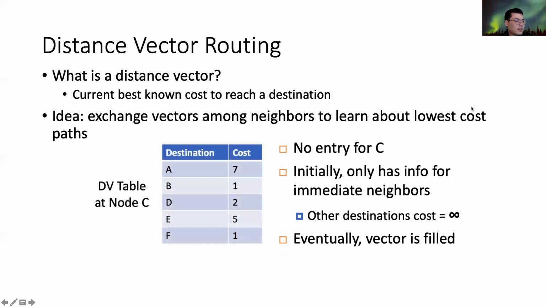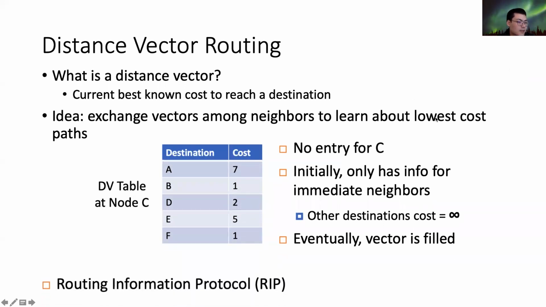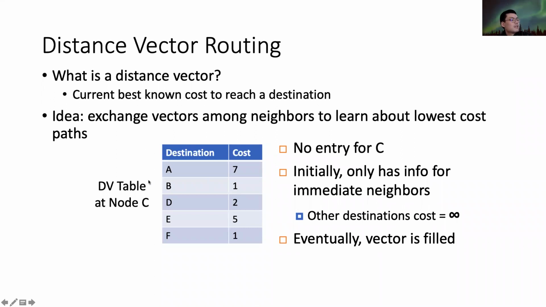And here is an example of the DV. DV is this table at a particular node. Let's say here we are at router node C. Of course, C to C itself doesn't make sense, so we have no entry for C. This vector only has these values, which are the distances to A, B, D, E, F. Currently we are saying that your shortest path from C to A, because your current node is C, is 7. C to B is 1, C to D is 2, C to E is 5, C to F is 1. That's what it means.